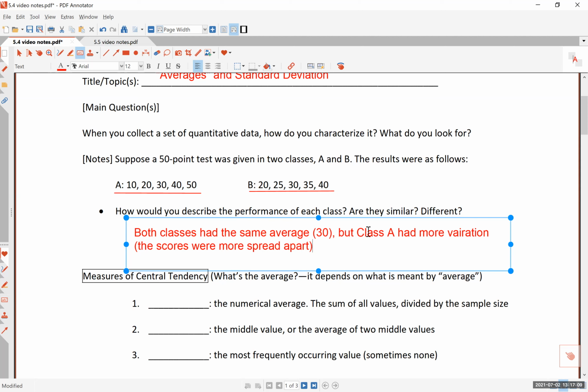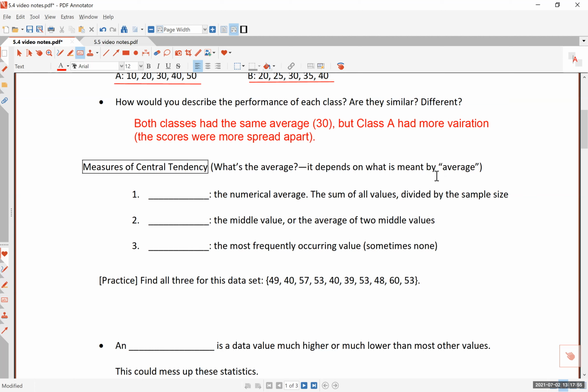If you look in a book, there are many other things written in section 5.4. We are just going to focus on the 3 measures of central tendency and maybe 2 of the many measures of spread. So let's go to the measures of central tendency. What is the average? What do we mean by an average? Well, it depends on the way we use the word average.